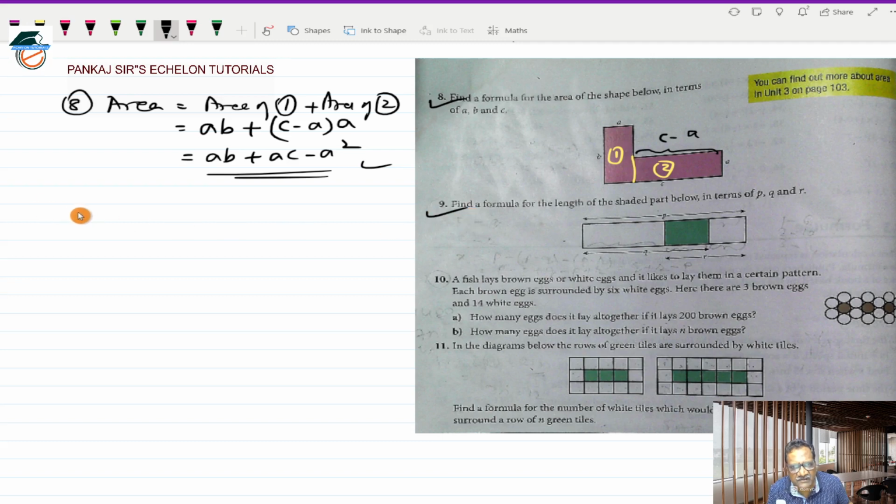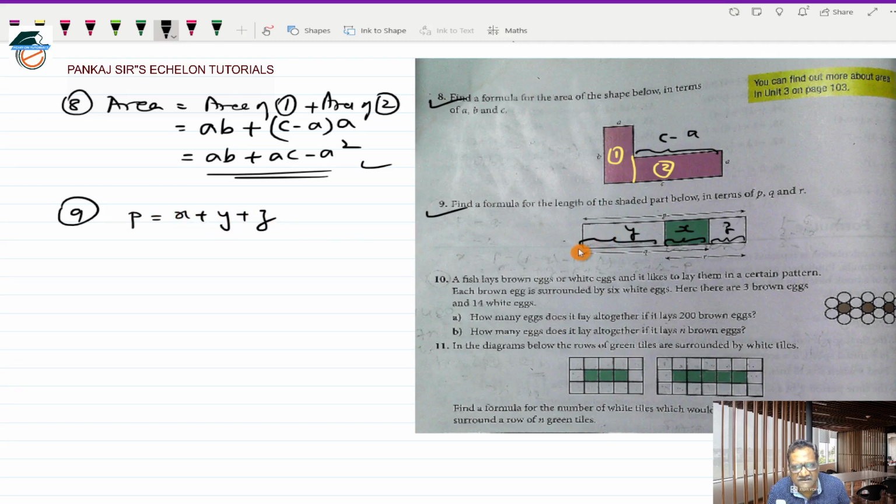Now let us try question number 9. Question number 9 says: find a formula for the length of the shaded part below in terms of P, Q and R. This is the figure given over here, and this is the shaded region. If I take the green shaded region as X, this as Y, and this as Z, then this entire length is P. So can I write P is equal to X plus Y plus Z?